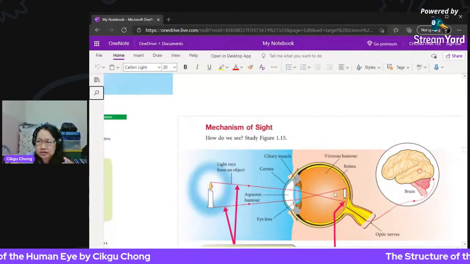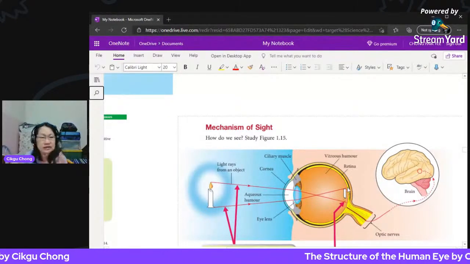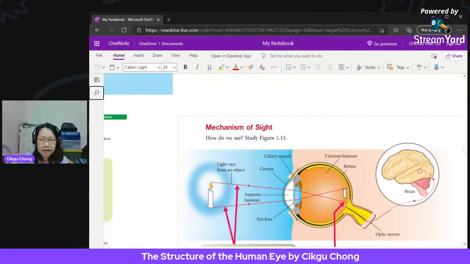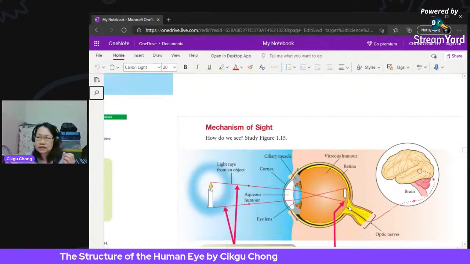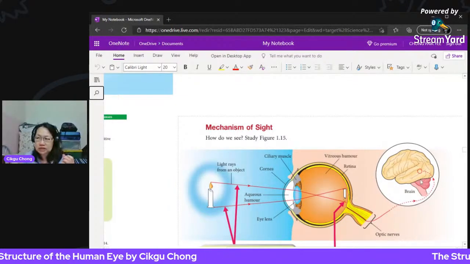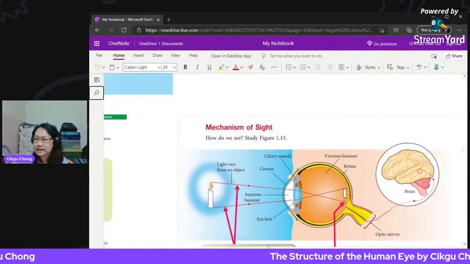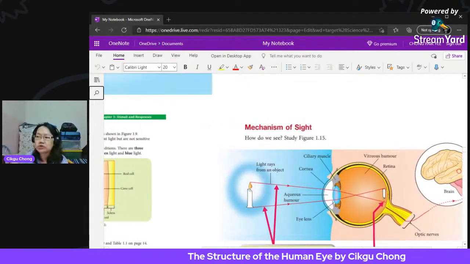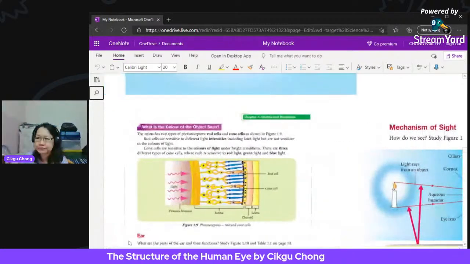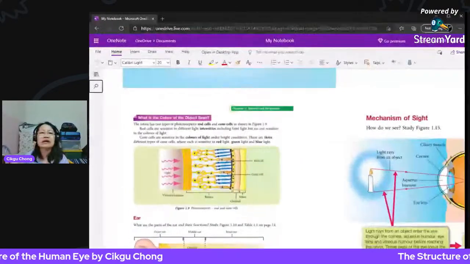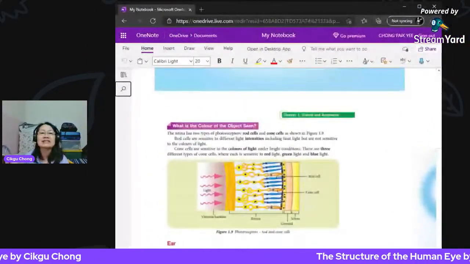Now, once the light touches the retina, it will be stimulated to produce impulses. And these impulses will be sent through the optic nerve to the brain. Okay, now, what happens at the retina? Actually, in the retina, there are two types of cells. Let's look here. Let me maybe make it bigger, then smaller. I can see here. So actually, there are two types of cell.